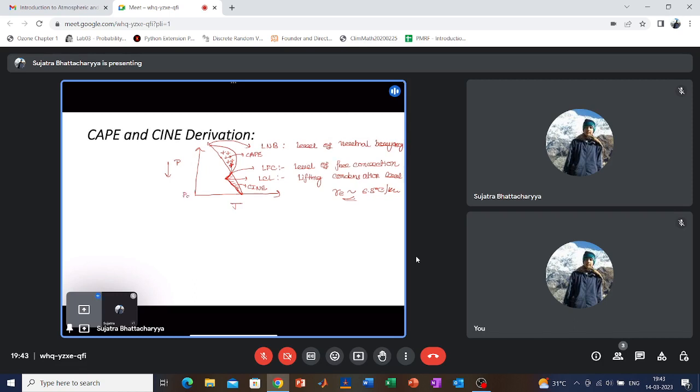So this is, suppose, P surface, this is P LCL, this is P LFC, and this is P LNB, level of neutral buoyancy. Just a simple derivation. See, this depends upon the work done, and this work is done by the buoyancy force, so F_B times dz. That's all. This is how it can be done. Now for CINE, suppose, convective inhibition energy.